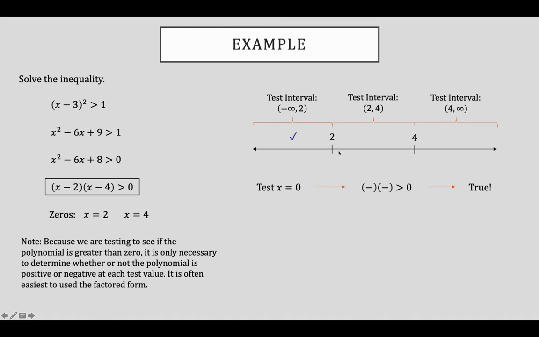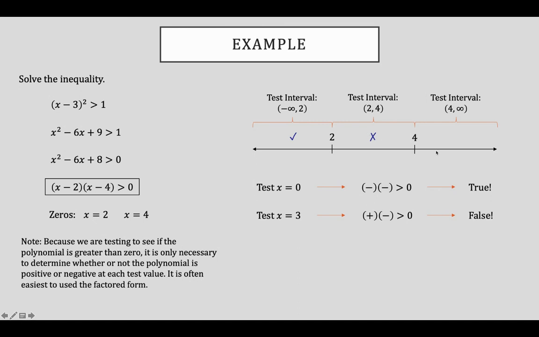Next, let's choose a test value between 2 and 4. What's an easy number between 2 and 4 to plug in? Well, I would probably plug in 3. Again, plug it into the factored form and simply analyze the sign of each of the factors. Is it positive or is it negative? If we plug in 3, this first factor is positive, the second factor would become negative. A positive times a negative. Is a positive times a negative going to be greater than 0? No, a positive times a negative is always negative. Therefore, that is a false statement, meaning my inequality would not be true. So let's put a little x on that interval. We're not going to want to shade in that region.